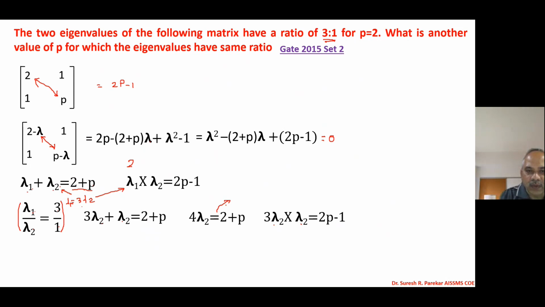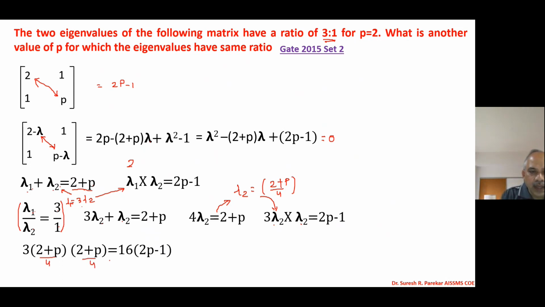So we will calculate from this lambda 2, that is equal to (2 plus p) upon 4. And now I will substitute this lambda 2 value in this equation, and then we can have 3 in bracket (2 plus p) upon 4 over here, and that is equal to 2p minus 1.